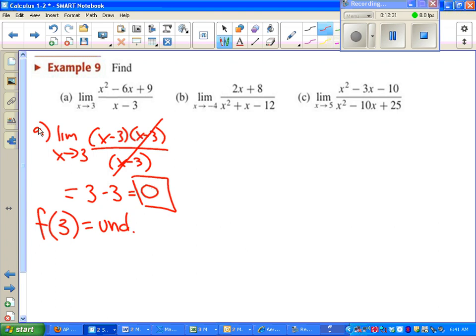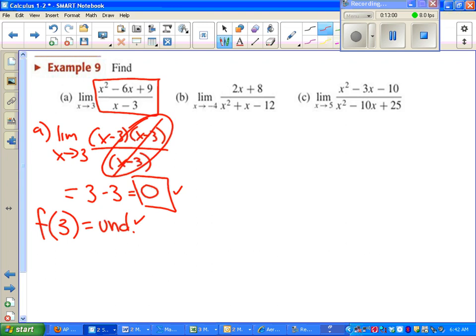What that really is going to mean is that there is a hole in the graph. You might remember back in pre-cal when we graphed something like this, we had a hole at x equals 3 because the factors canceled out. Anytime you have something cancel out like that in a rational function, it's probably because you had a hole right there. The limit value and the function value did not match up. One was 0, one was undefined.